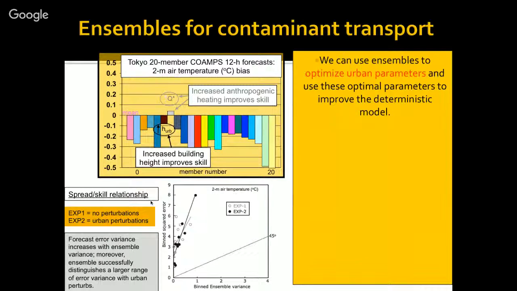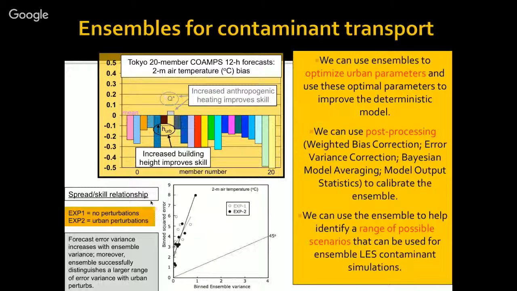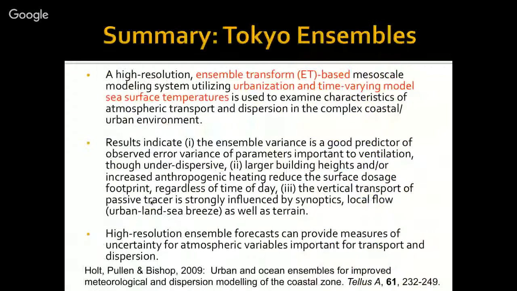So in this particular set, the members that had the increased anthropogenic heating improved the skill, and increased building height improved the skill of the ensemble members. So there's lots of other things you can do. You all know this, you're entering into or well along the way of doing ensemble studies. There's a lot that can be done in post-processing, bias correction, but this was just an initial foray looking into the impact on transport and dispersion of these sort of ensemble simulations.